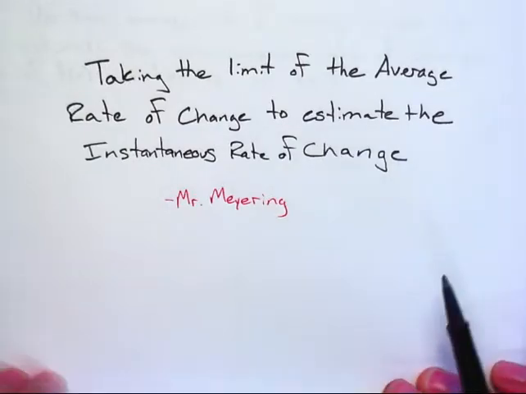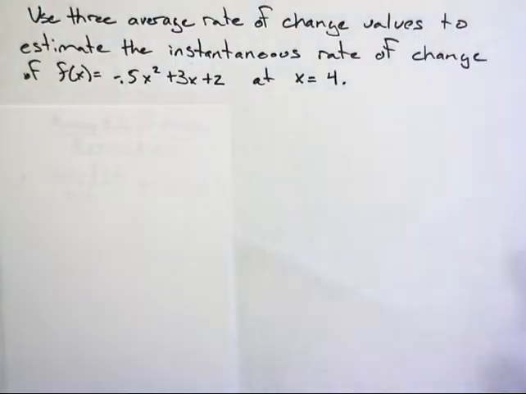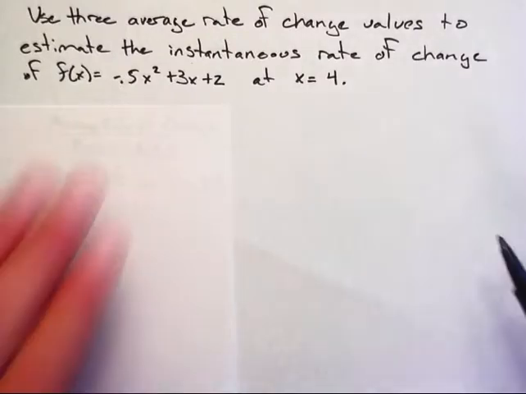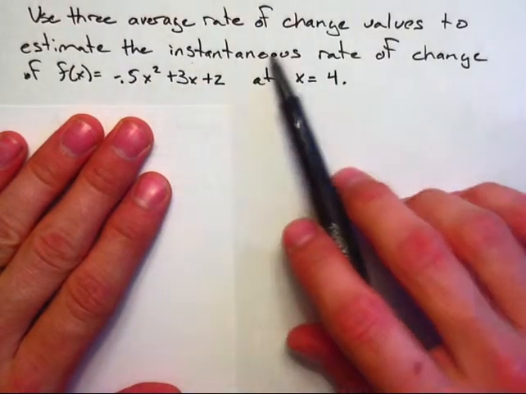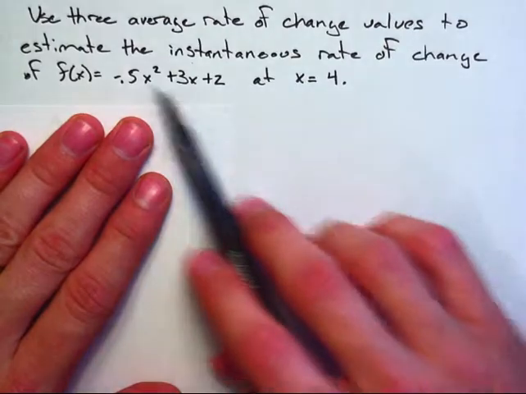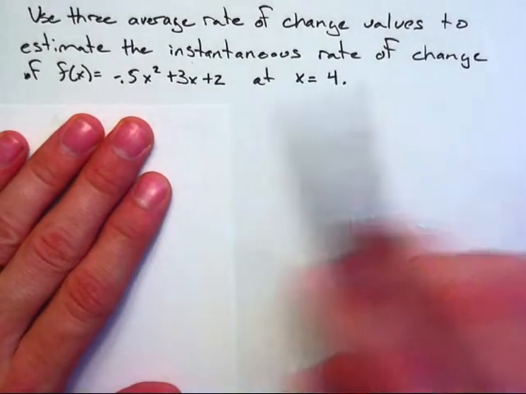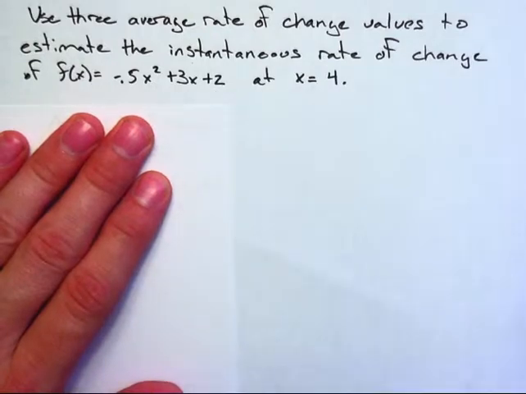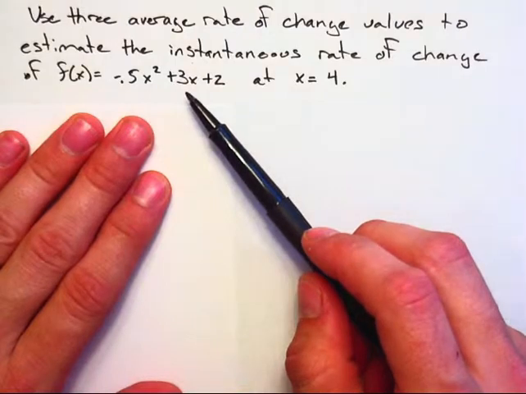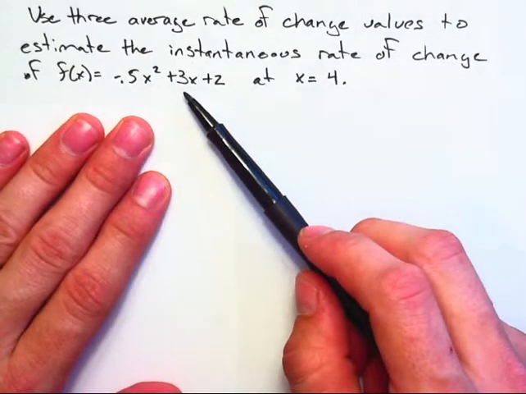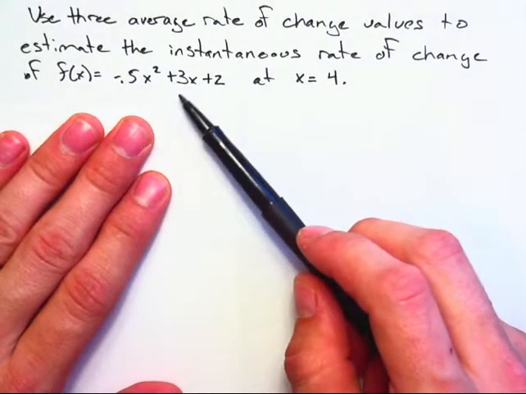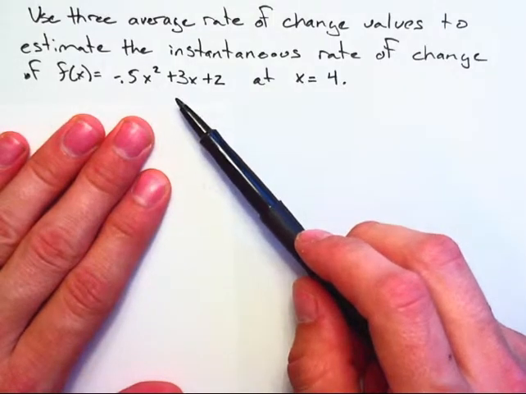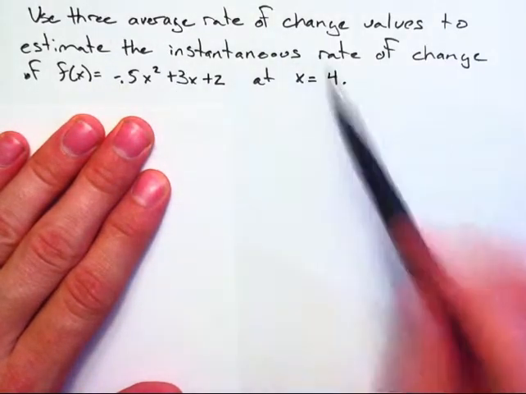So the example that we will use for this is that we're going to find three average rate of change values to estimate the instantaneous rate of change of the function 0.5x squared plus 3x plus 2 at the x value of 4. Now, this is the equation that we've been using in our previous videos, so it should be familiar. Everything should connect that way. That's done on purpose. And we're going to be finding three different values to estimate this.